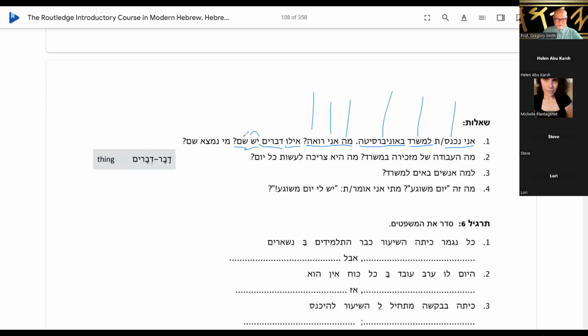Yesh, there are. Sham, there. Okay, so what things are there? Mi nimtza sham, who is located there? So this is basically like questions, like who do you see in the office? If you're in the university and you're a student, who do you see in the office? This is just to practice with Hebrew. I don't think there's an answer key to this, so it's just working with the language. So who might you see in the office?